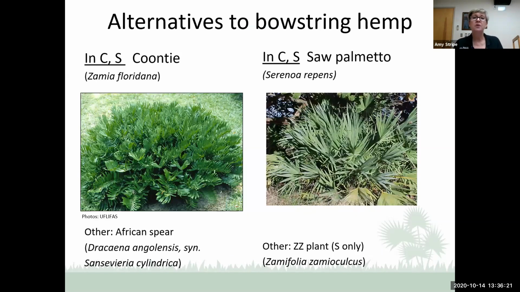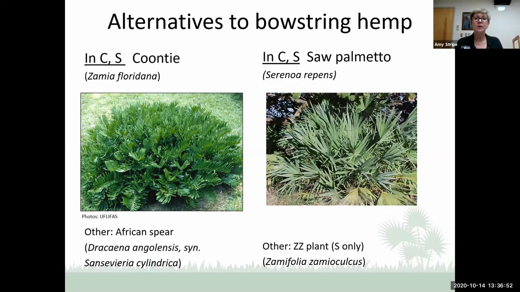So an alternative to bowstring hemp is the native coontie, Zamia floridana, in Central and South Florida. Coonties can be tricky. They are cycads, so they have a taproot that is quite sensitive to transplantation. But if they like the area they're in, they will do quite well and get quite big. They don't spread aggressively, but they are beautiful, with a kind of prehistoric look to them, similar to your bowstring hemp.